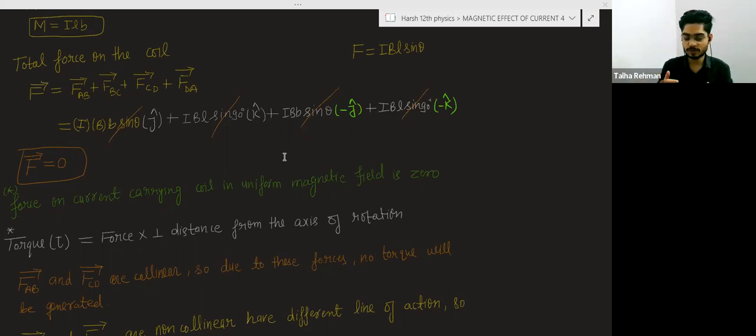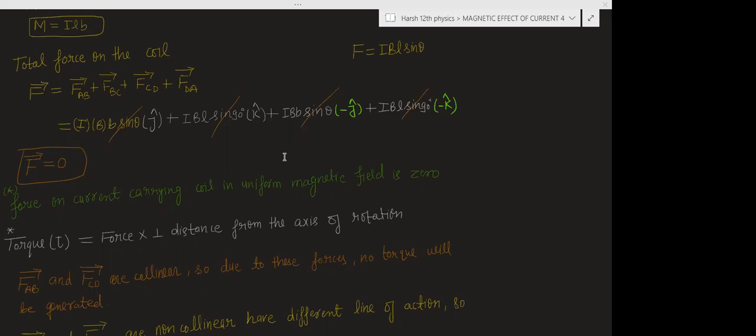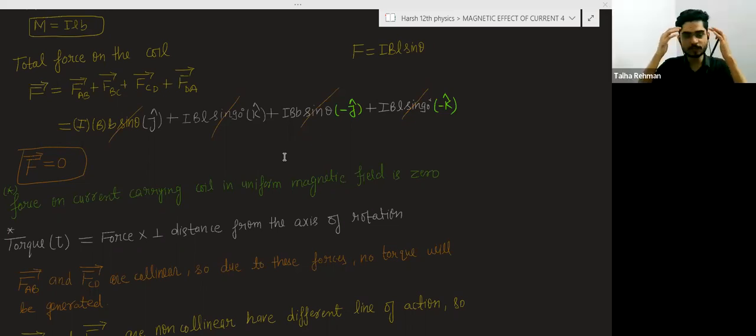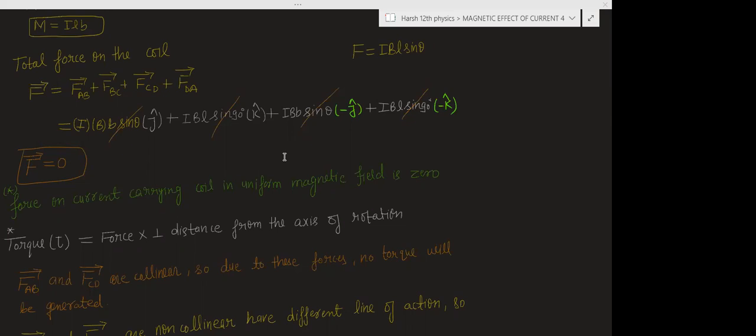For me also, to explain this derivation to the students is a very difficult task, because they are not able to imagine things in their mind. If I am saying that a coil is placed, then in your mind there should be a picture of that coil.